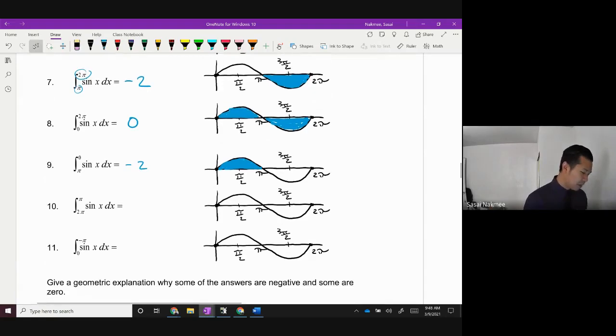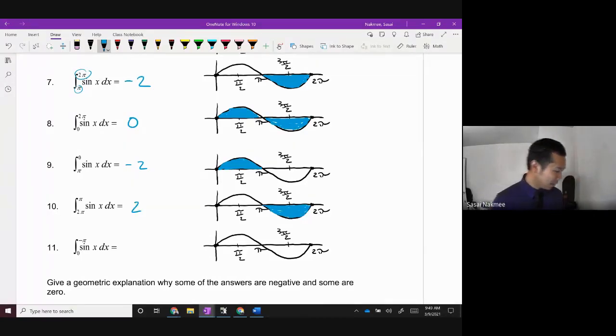And if we do from 2 pi to pi, that's this area, isn't it? What do you guys get for that one? What do you get from 2 pi to pi? 2. Just a positive 2.